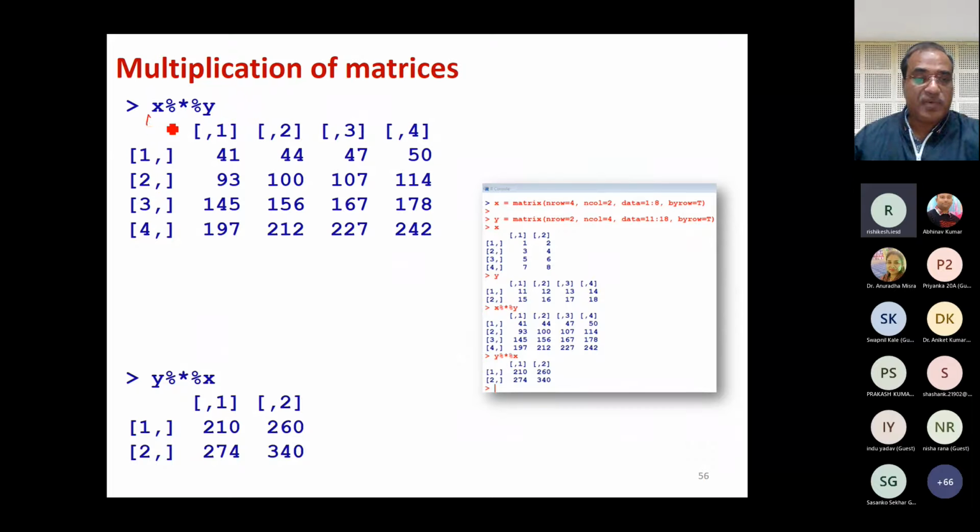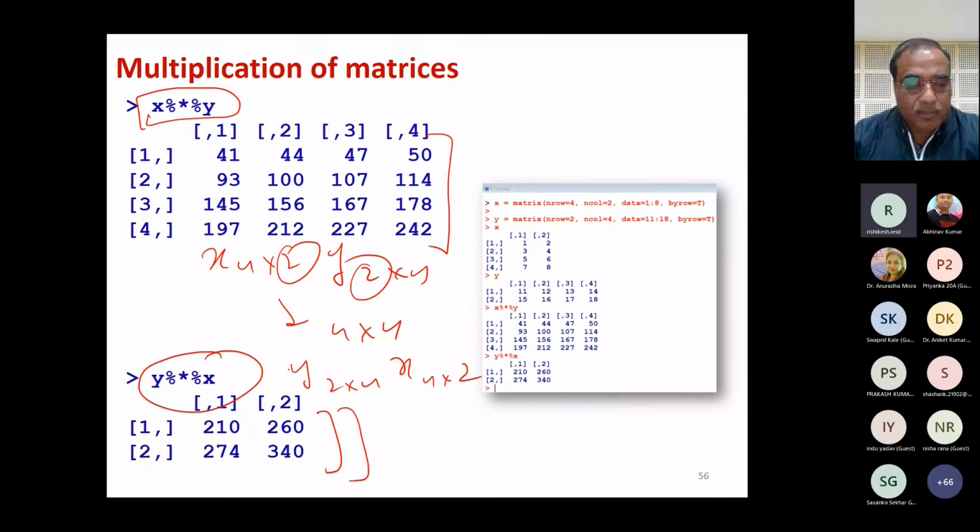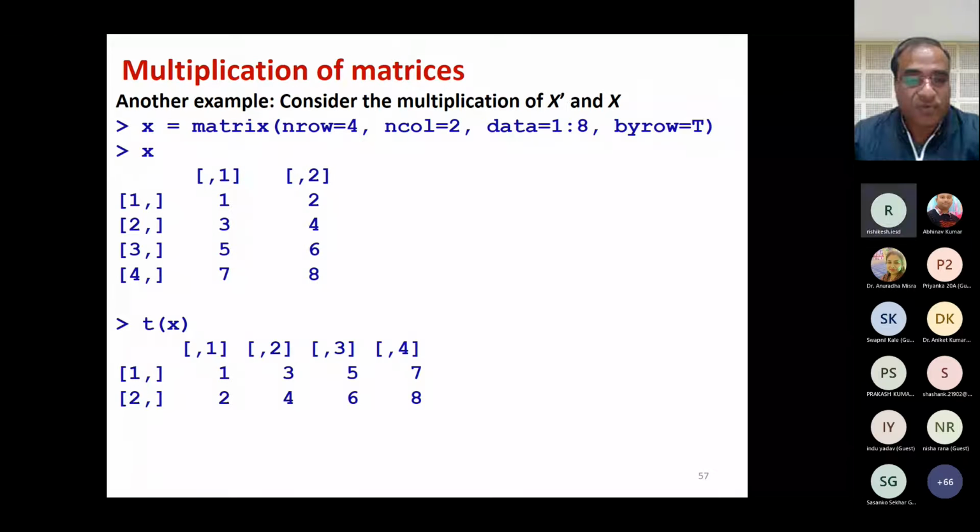So you can see here when I try to multiply X into Y, X is 4 by 2 and Y is 2 by 4. Now this 2 and 2 are the same, so you are getting an outcome of order 4 by 4, like this one. And similarly, if you try to multiply Y and X, Y is 2 by 4 and X is 4 by 2, so now this is 2 by 2. Right, so this is how matrix multiplication actually works. How to do the matrix multiplication is an entirely different thing, and I believe you know it.